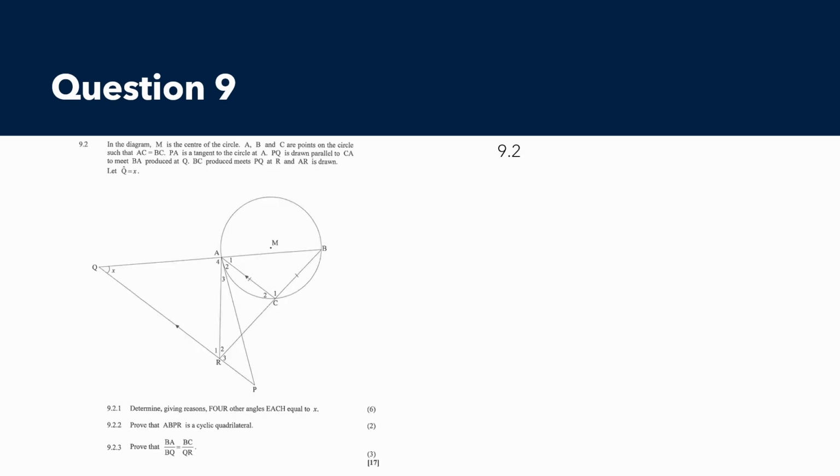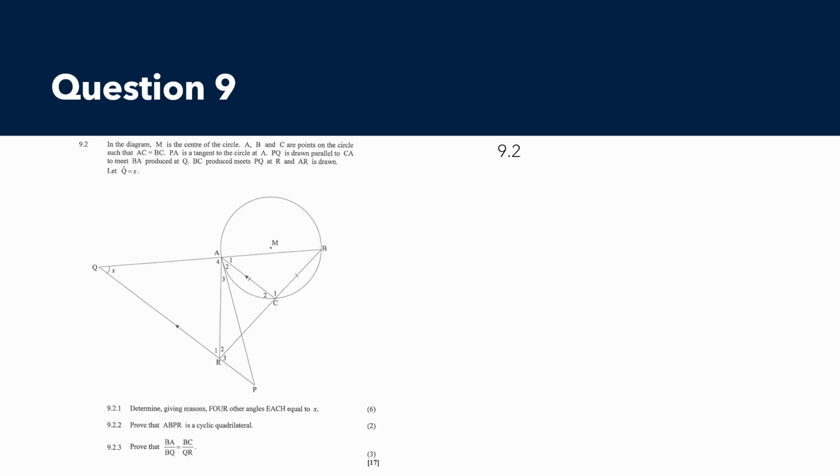I'm going to jump straight into question 9.2, where the problem statement reads as follows. In the diagram, M is the center of the circle. A, B, and C are points on the circle such that AC is equal to BC. PA is a tangent to the circle at A. PQ is drawn parallel to CA to meet BA produced at Q. BC produced meets PQ at R, and AR is drawn. Let angle Q equal x.